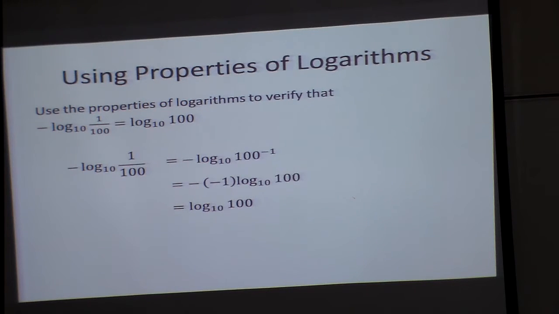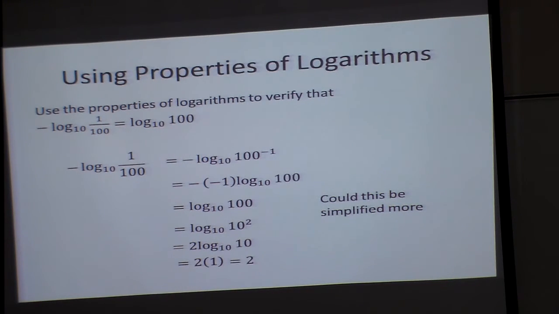But just for kicks, I just want to show you something. I could rewrite 100 as 10 squared. And what could I do with that 2? Move it out where? In front. Hey, wait a minute. And log of 10, 10 to the what power equals 10? Well, that would be 1. And 2 times 1 is 2. So that's a way we can use properties to help simplify things.